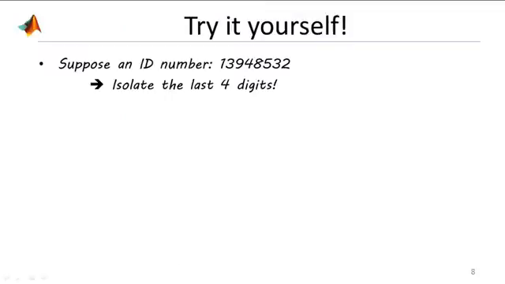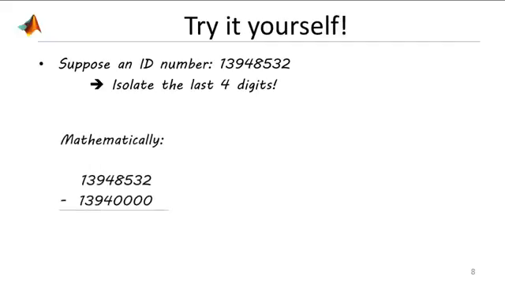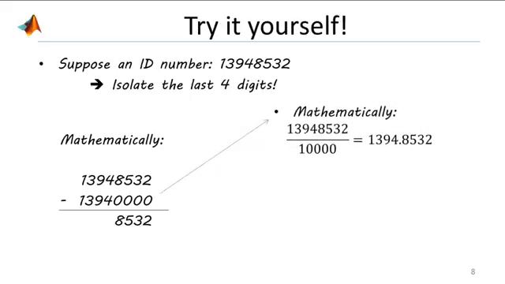Before we conclude on this lesson, try it yourself. Give it a shot. Suppose an ID number is this number, and we have to isolate the last 4 digits. This is a very common operation when we want to display your grades. So how do we do it? Mathematically, it's nothing but a subtraction. But how do we get that middle number?